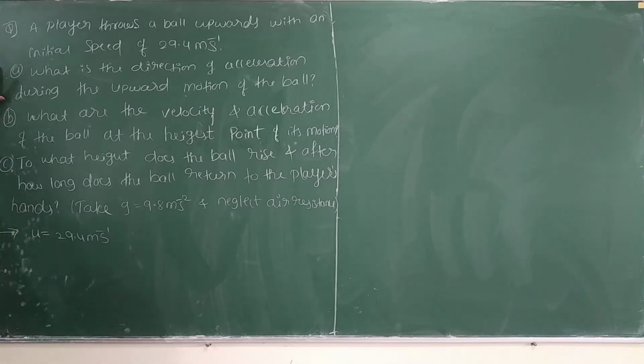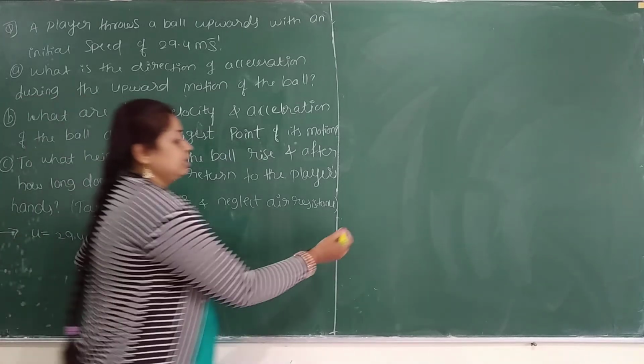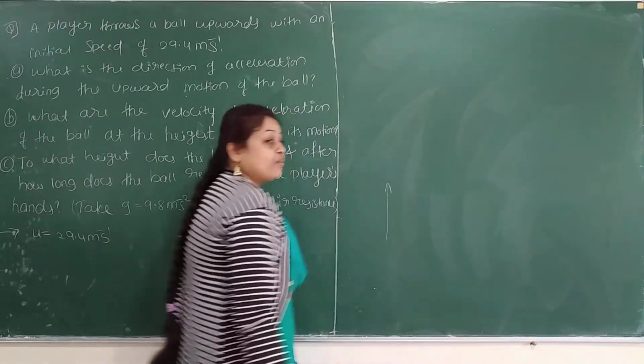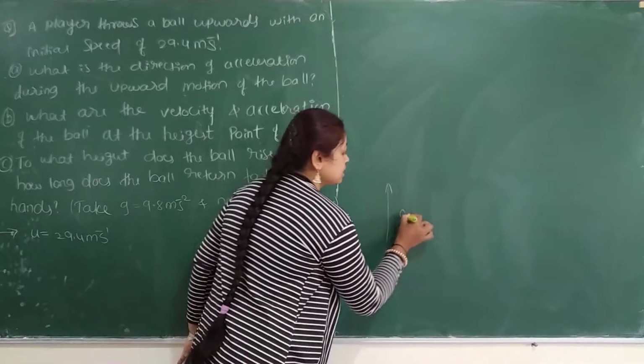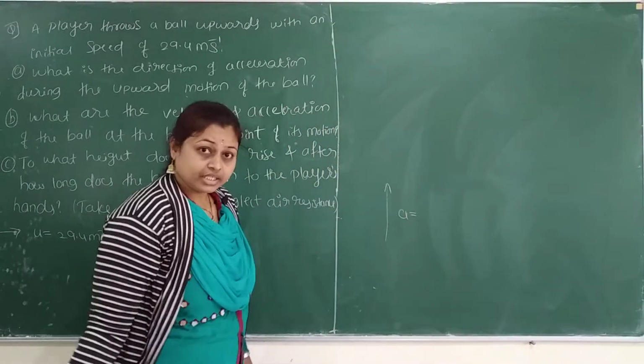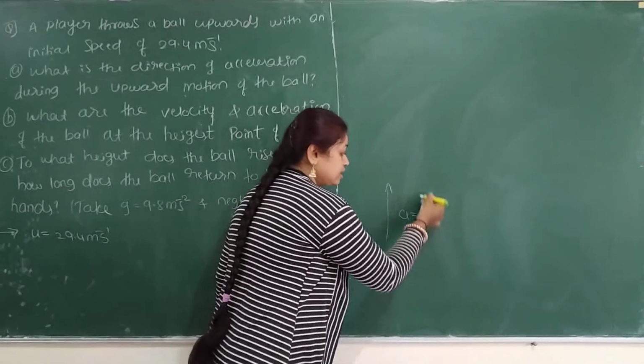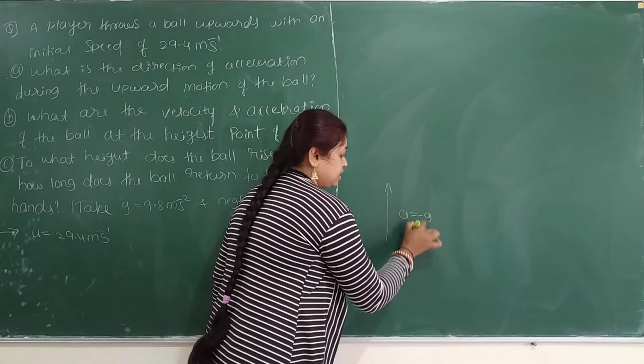Next, they are asking 3 questions. So the first one, what is the direction of the acceleration during the upward motion of the ball? If a ball is thrown in the upward direction, then what is the direction of acceleration? This will be downward, negative g, downward.